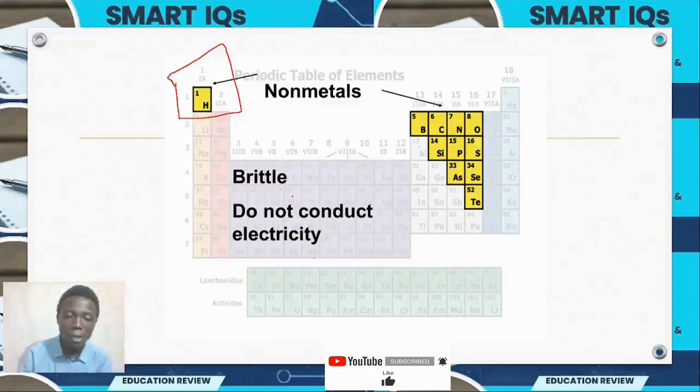One of the characteristics of non-metals is that they are brittle, they can easily be broken. And they do not conduct electricity.